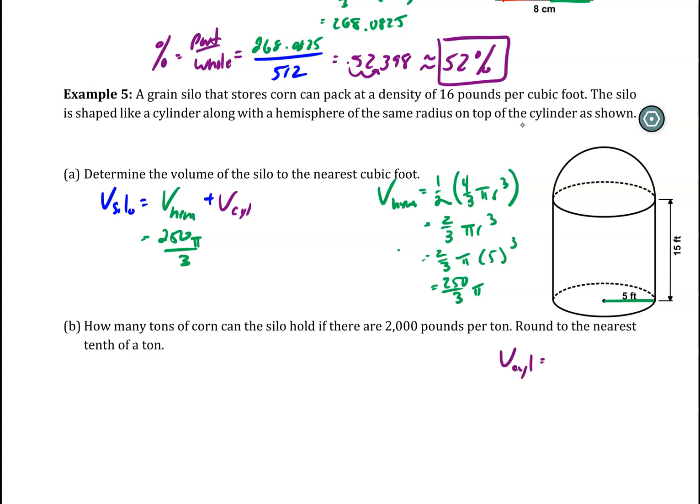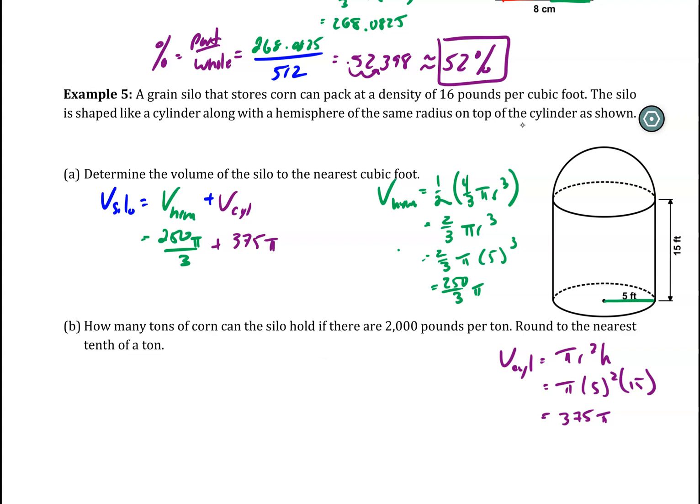All right. So that's just pi r squared times h. So this one we can just plug in. We've got 5 for our radius, 15 for our height. So if I plug those in, that's 25, and 25 times 15 is 375. So that's 375 pi. So now I can take that answer and plug it in. So that's what we're adding together.